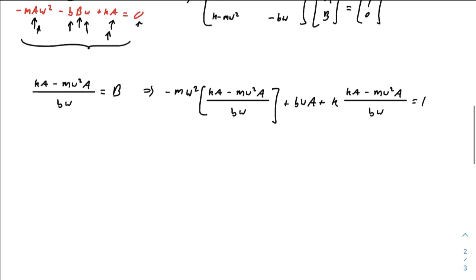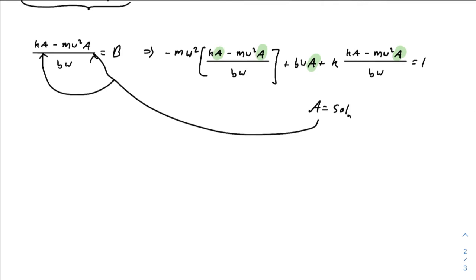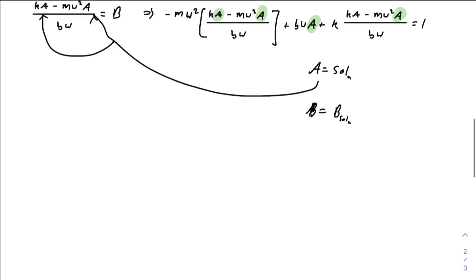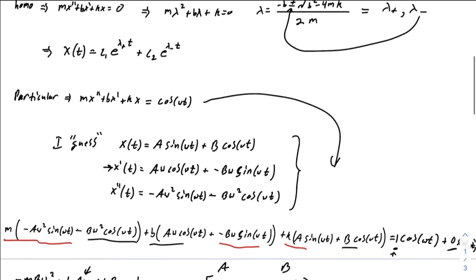So now that's one equation with one unknown, right? My only unknown is going to be my a right here. So I could solve for this, and then I could plug that back in. So then I get a equals some solution. And then I can plug this solution back in to here to find out what b is, right? So then I can get b equals b solution. Okay, so now finally what I can do is go all the way back up here and find out what my guess was.